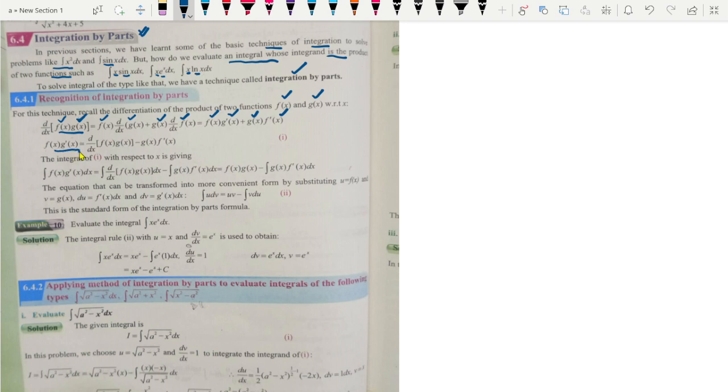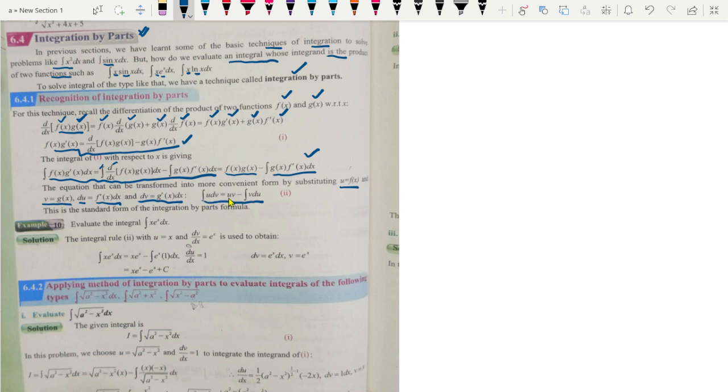By rearranging this and taking the integral on both sides, the integral and the derivative cancel each other. So we have only f of x into g of x minus the integral of g of x into f prime of x dx. The equation can be transformed into a more convenient form by substituting u is equal to f of x and v is equal to g of x. So du is equal to f prime of x dx, and dv is equal to g prime of x dx. Putting in the values, we get the formula of integration by parts.